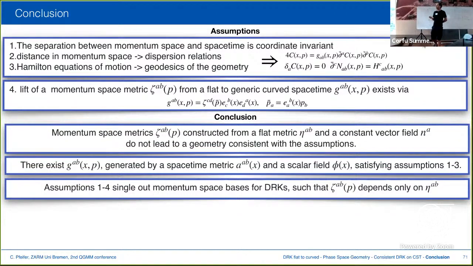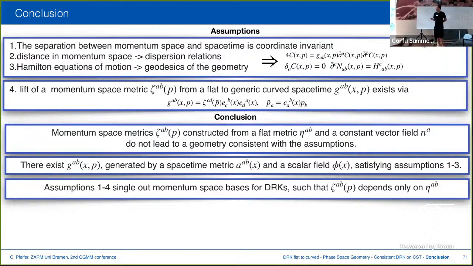Then we saw that there exist non-trivial curved momentum space metrics on curved spacetime, which are generated by a metric and a scalar field, which satisfy these 3 assumptions. However, they cannot so easily be connected to a flat spacetime curved momentum space metric via this procedure.